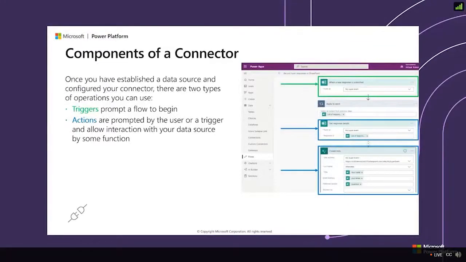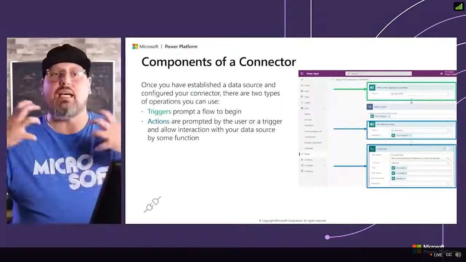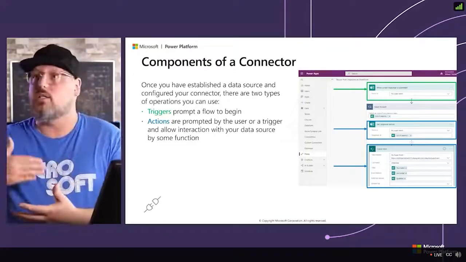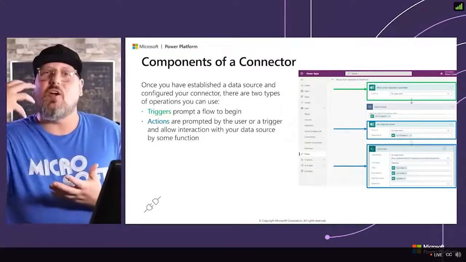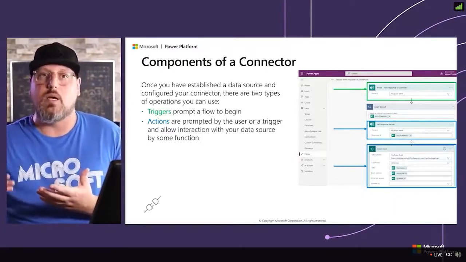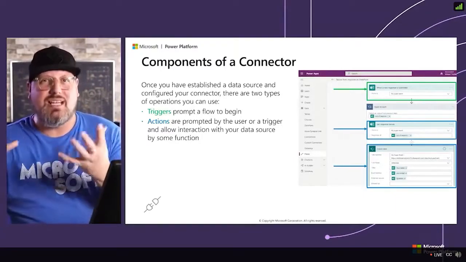And then when you look at the different components of a connector, once you've established that data source, you have triggers and actions within your connector. For instance, if you look on the right of the screen here, we have a connector to Microsoft Forms. So you can create forms online to send to your clients. But if you're familiar with Forms, typically it will save all the responses into an Excel spreadsheet that is attached to it.